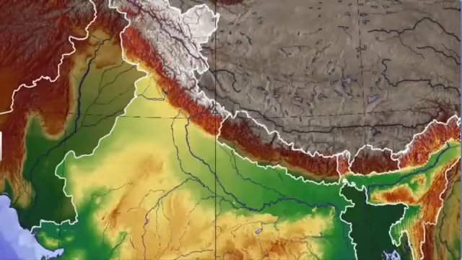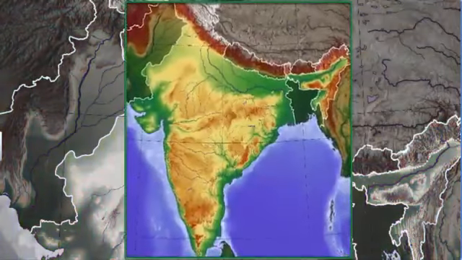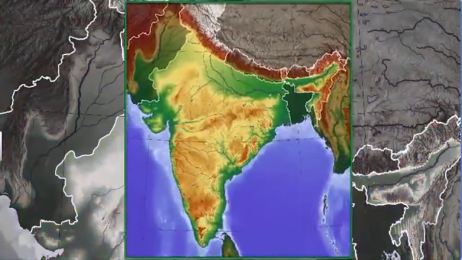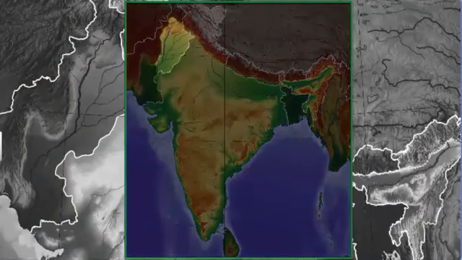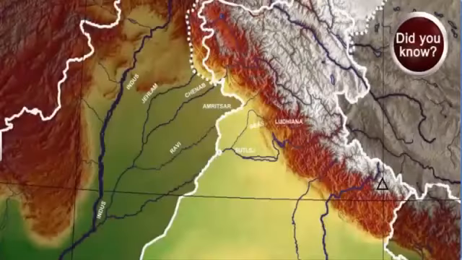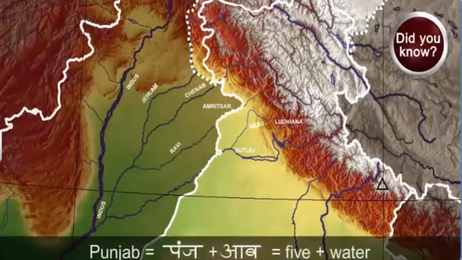If you look at a map of India, however, you will find that a bigger portion of the Punjab Plain lies in Pakistan. Did you know? The name Punjab is made of two words, Panj and Ab. Panj means 5 and Ab means water. As you can see, the name Punjab is based on the 5 rivers that drain the state.